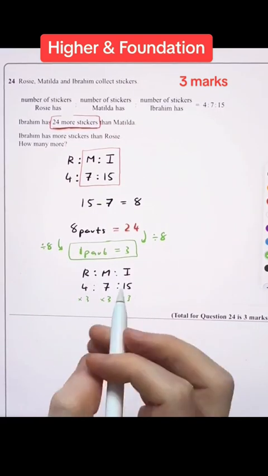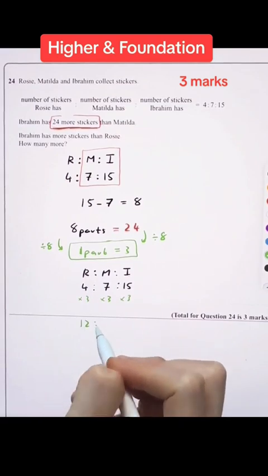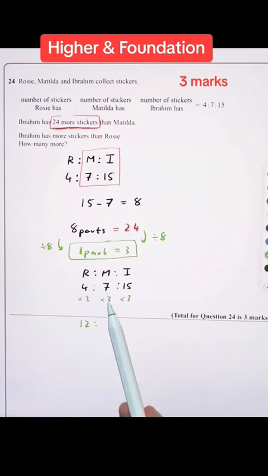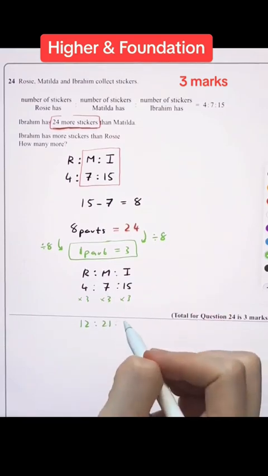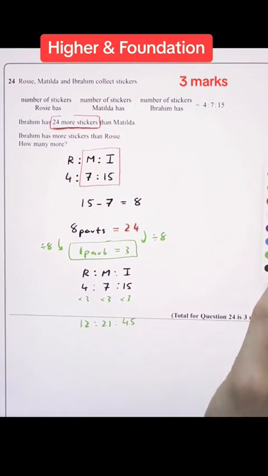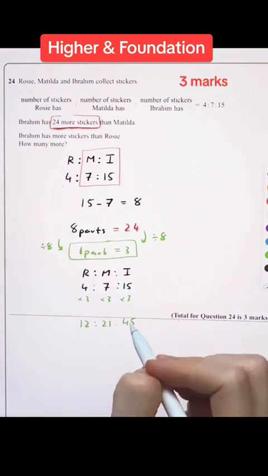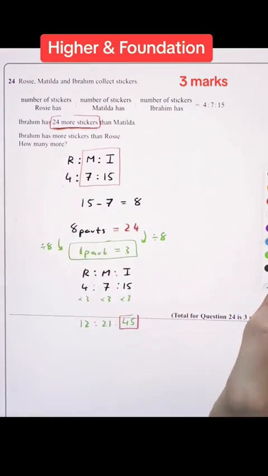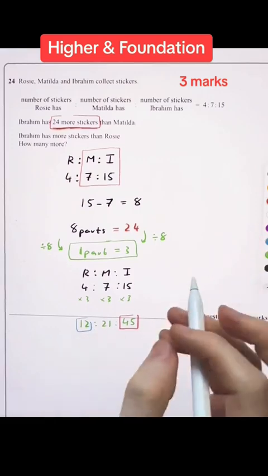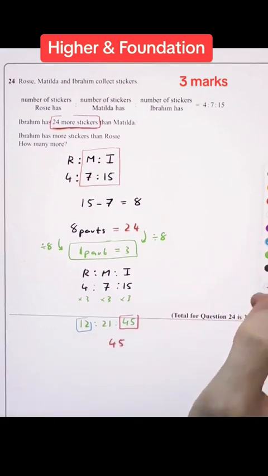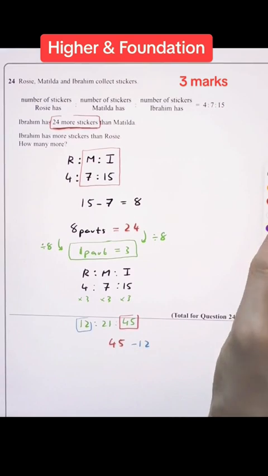Therefore, Rosie, 4 times 3 gives us 12. Matilda, 7 times 3 gives us 21. And Ibrahim, 15 times 3 gives us 45. We are asked to work out Ibrahim has more stickers than Rosie. How many more? Well, Ibrahim is the 45. So it's going to be 45 subtract Rosie. Well, Rosie is the 12. And 45 subtract 12 gives us 33.